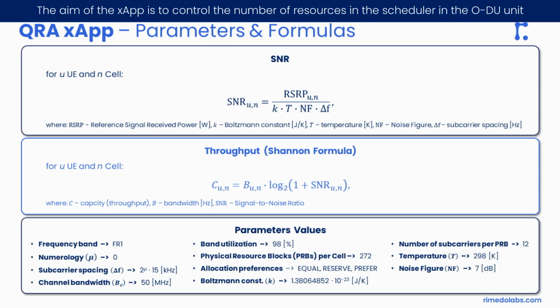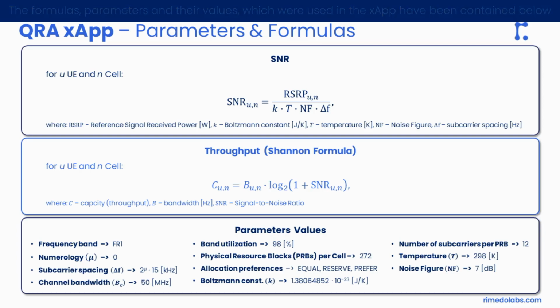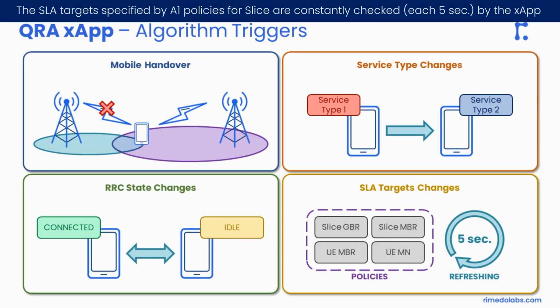The aim of the xApp is to control the number of resources in the scheduler in the O-DU unit. The formulas, parameters and their values which were used in the xApp have been contained below. The resource allocation performed by the QRA xApp is triggered in the following cases. The SLA targets specified by A1 policies for slice are constantly checked by the xApp.